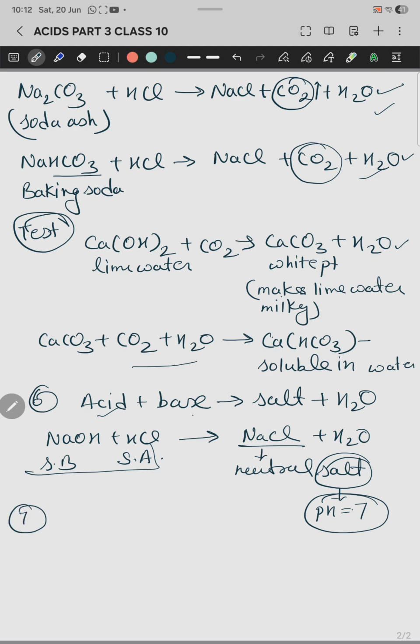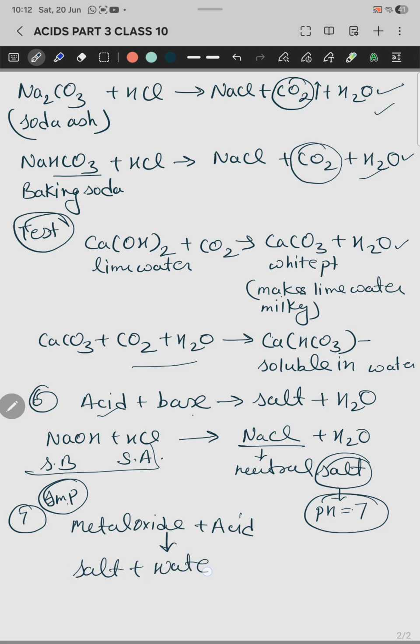Now come to the next property, your seventh property. Acid reacts with any metal oxide. See, this is a very important reaction. Many times it has been asked in the board examination. So when metal oxide reacts with acid, it will give you salt plus water. So what will be the reaction? See, I am writing one very important reaction, CuO plus HCl.